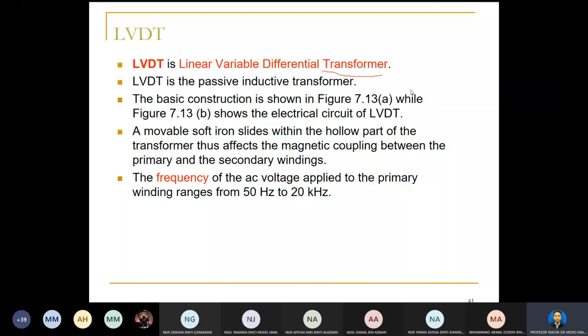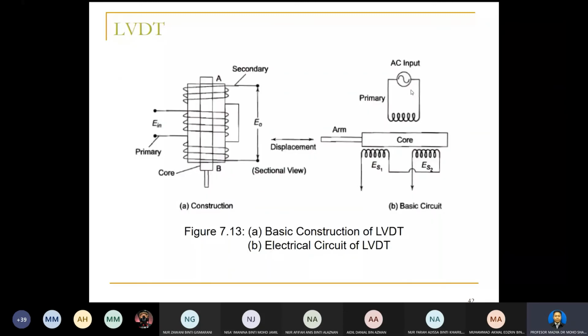Okay, so the basic construction is shown in figure 7.13A, while figure 7.13B shows the electrical circuit of the LVDT. The movable soft iron sliding within the hollow part of the transformer affects the magnetic coupling between the primary and secondary windings. The frequency of the AC voltage applied to the primary winding ranges from 50 Hz to 20 kilohertz. Okay, so you can see this is the basic construction of the LVDT.